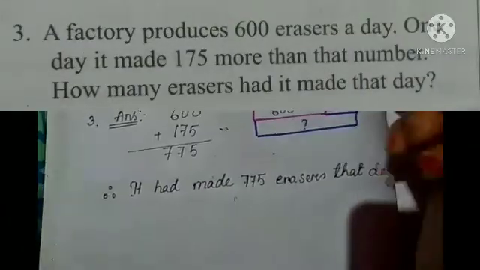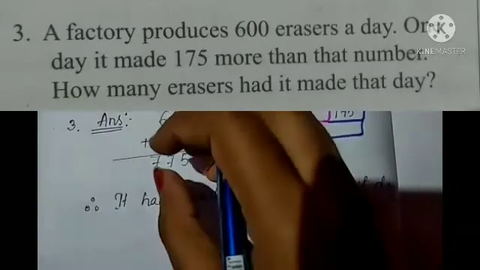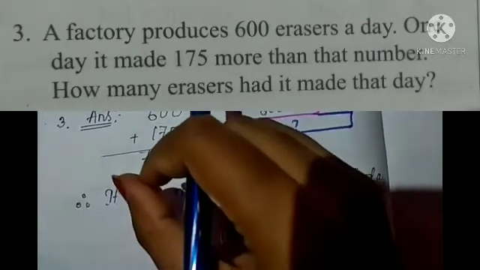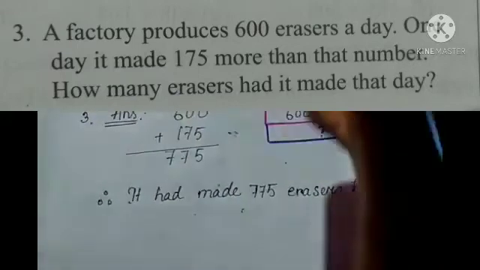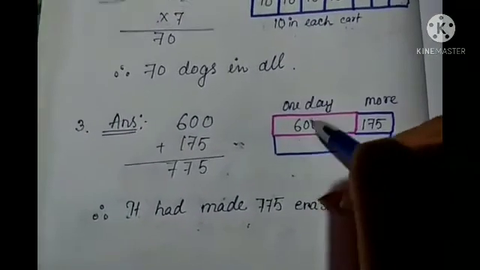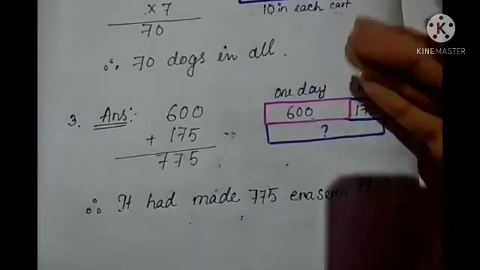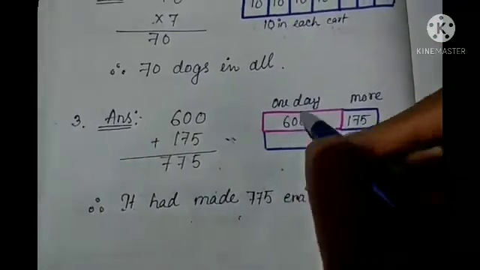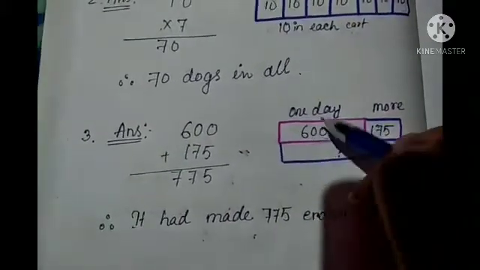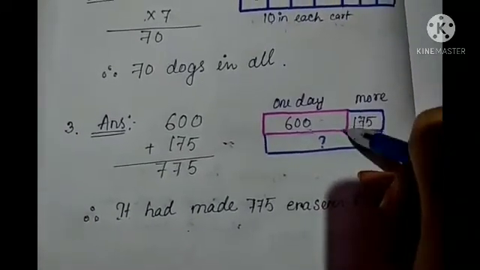In the question it is given: a factory produces 600 erasers a day. One day it made 175 more than that number. How many erasers had it made that day? So it is given that generally it makes 600 erasers. I have written this as one day. More than that means what? More than 600. So you have to increase this: 600 they have made already, but 175 more than this 600. So we have to join with that.